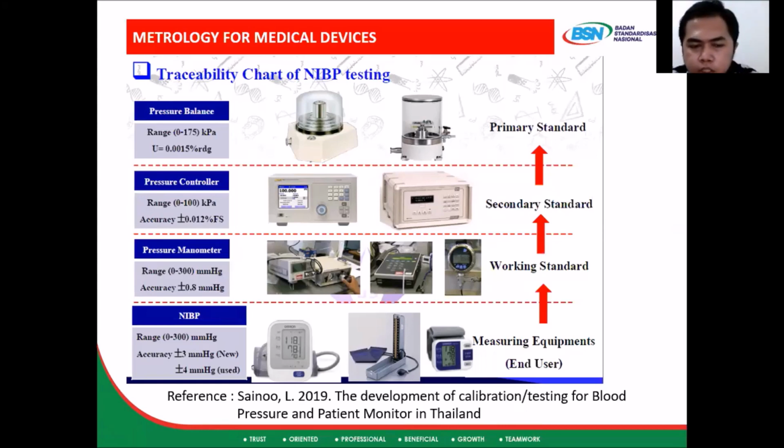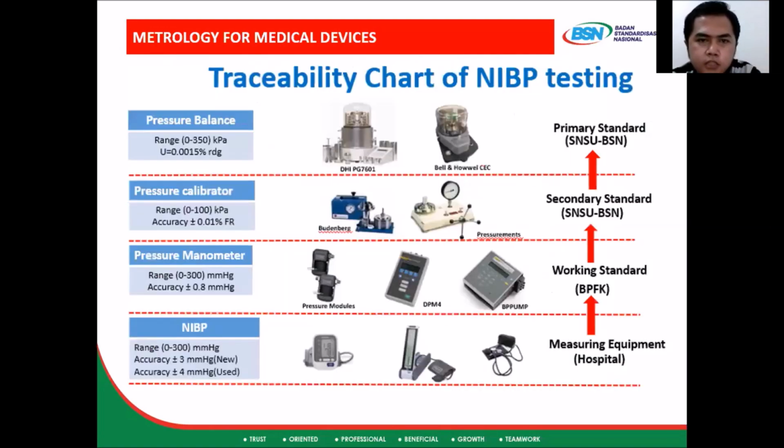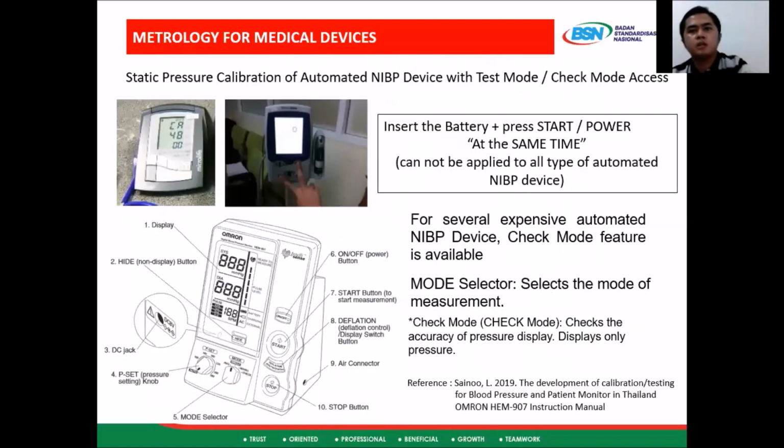However, the pressure of this automated NIBP device should be calibrated and traceable to the primary standard. This can be done with access to the test mode or check mode. This is the static pressure calibration of automated NIBP device with test mode or check mode access.